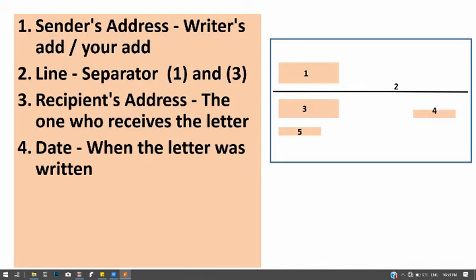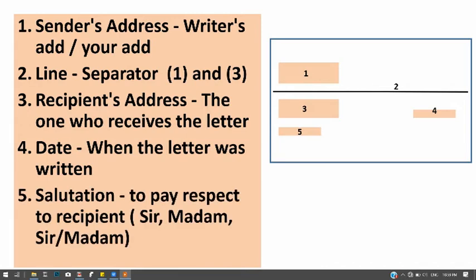Number 4, date. The date is very simple, when the letter was written. And number 5, salutation, which is to pay respect to the recipient. We use sir, madam, or sir/madam. All of those are in the peach zone.